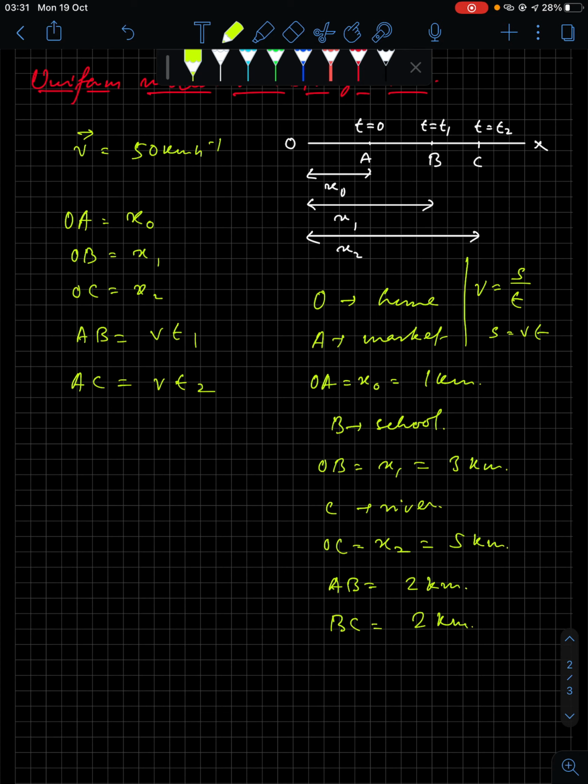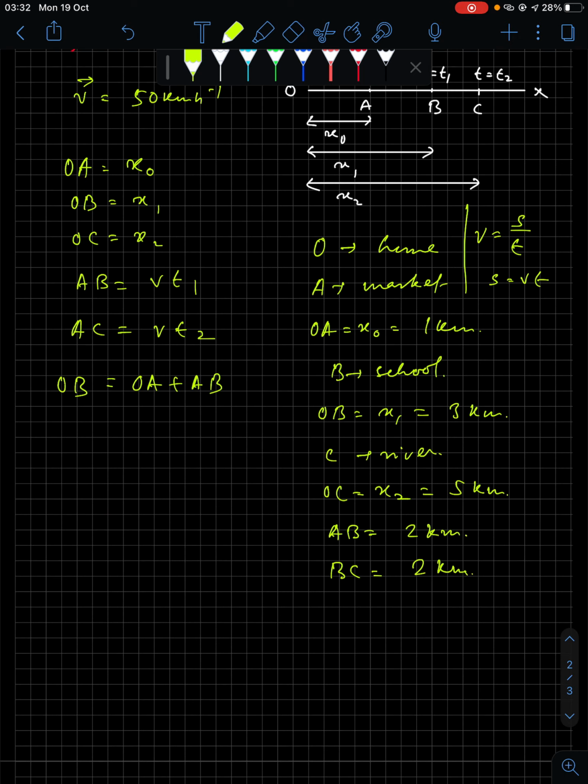So if you have understood this, we can write down OB. If you look at the length OB here, OB can be written as OA plus AB. Can we write? Yes. So OB can be written as OA plus AB. So what is OB? Just take down the value from here. OB is x1.